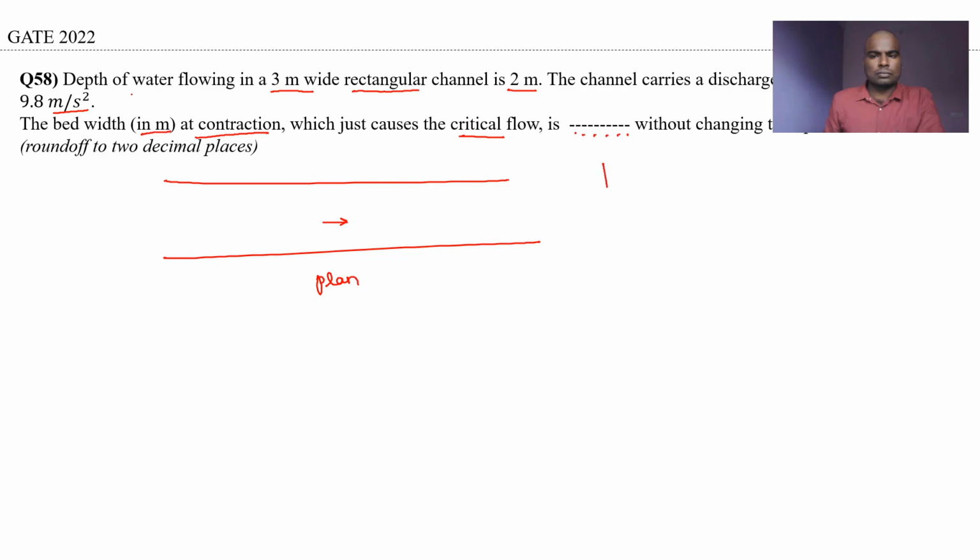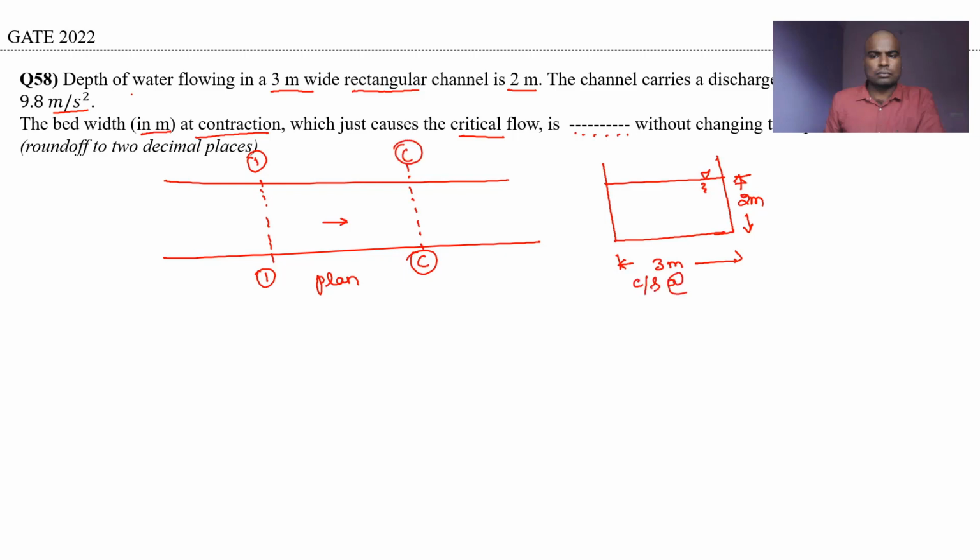Let me draw another thing. So this is a sectional view. How much is the width? They have mentioned 3 meters, and the current depth of flow is 2 meters. Let me take this as section 1, and let me mark the critical section as C, and this cross section is at section 1.